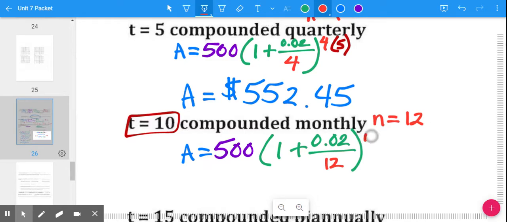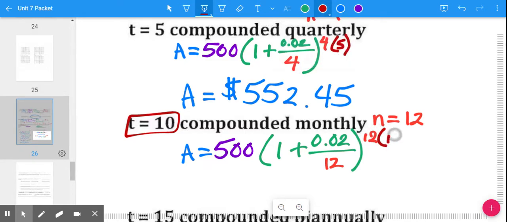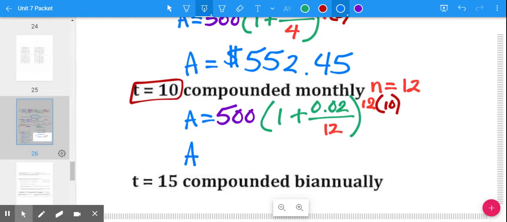So in the exponent, we have n times t. So when you plug that straight into your calculator, just as you see it, you end up with the amount of money at this point would be $610.60.